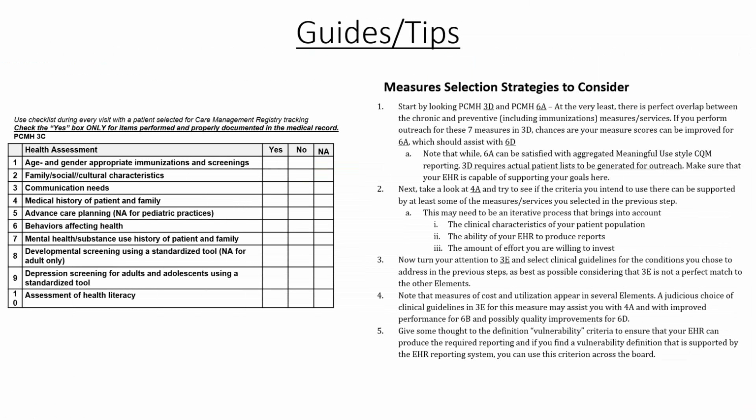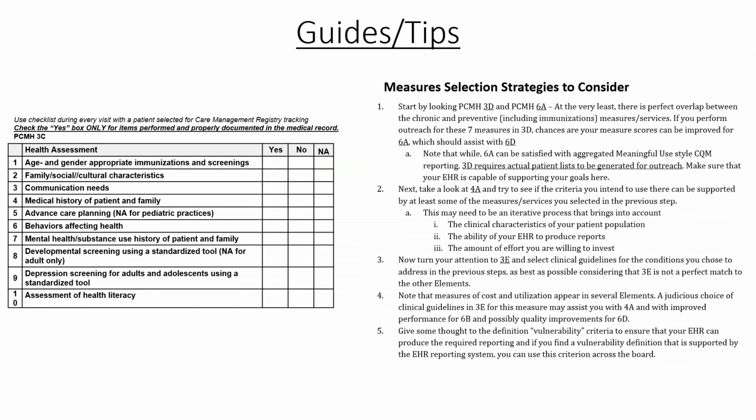On the right-hand side, measures selection strategies. This is just looking at, again, I've shared this before, showing the connection between different elements and how looking at 3D, which we're looking at next, relates to element 6A, which we'll be looking at obviously in a few weeks. That 7 different measures can be used for both of those. They're looking at the same different criteria, so using the same ones obviously, so that you're not reporting on 14 different measures, you're just looking at 7.